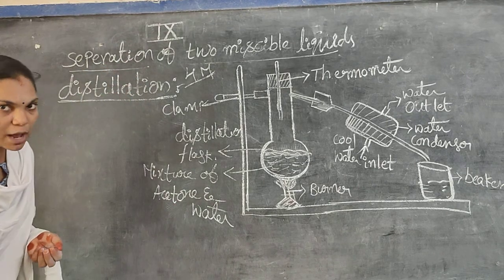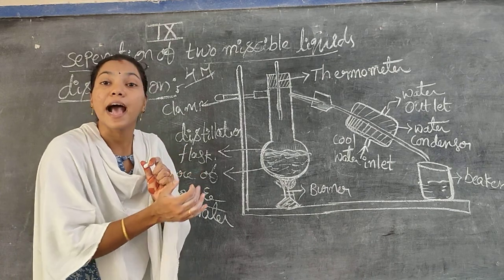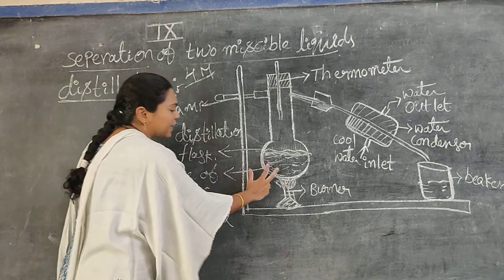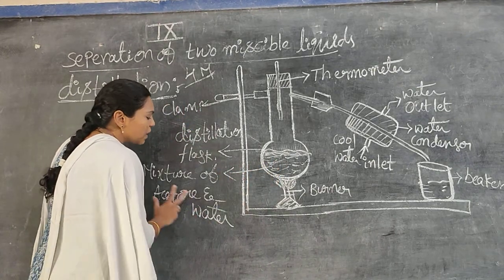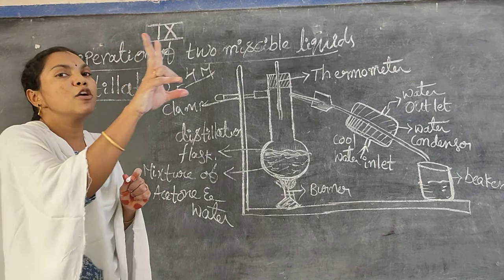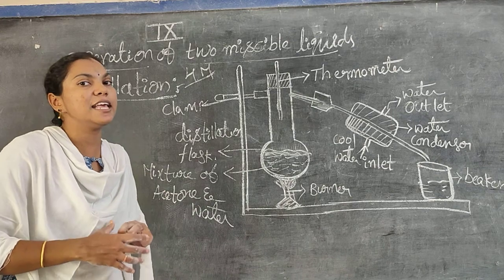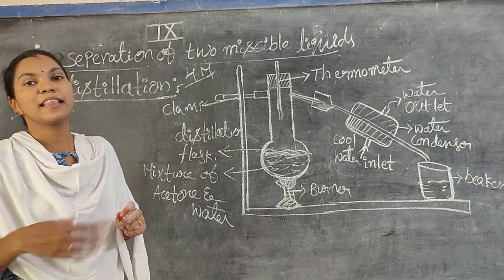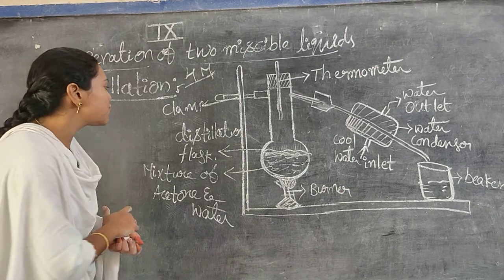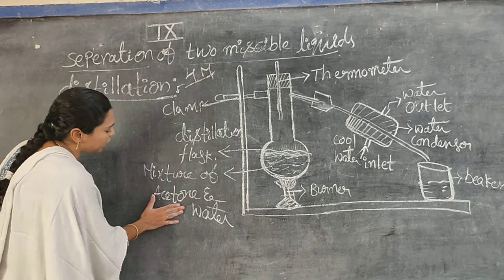What are miscible liquids? The two liquids in the mixture are completely mixing with each other, completely soluble with each other. For example, in this process we have taken the mixture of acetone and water. When mixed together they are completely soluble and look like only one liquid. We cannot easily identify which one is acetone and which one is water. That's why by using this distillation process, we can separate the acetone and water.